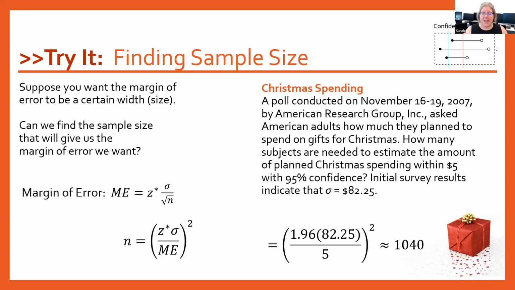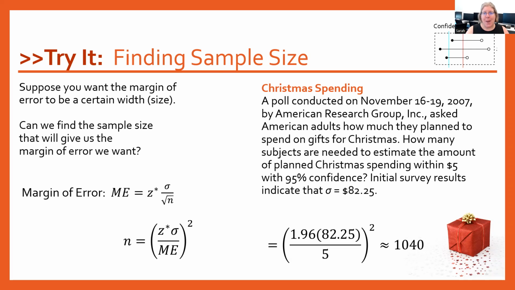All right, so n is going to be equal to 1.96, so that's tied to our 95% confidence level. And then sigma was stated to be 82.25, and then we're going to divide by that margin of error of 5. And if we square that thing, we're going to get approximately 1,040 people is how many people we need to survey to get our results that accurate.